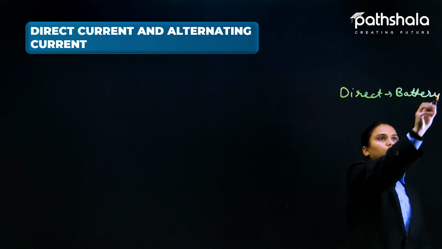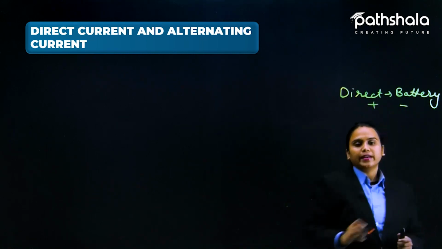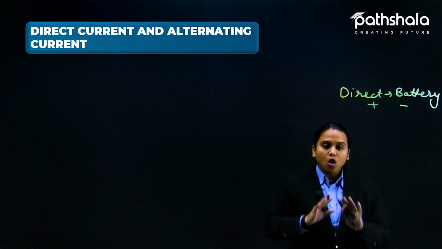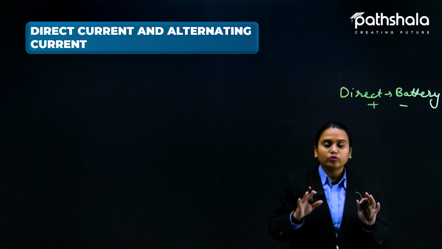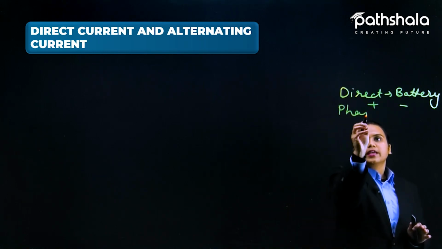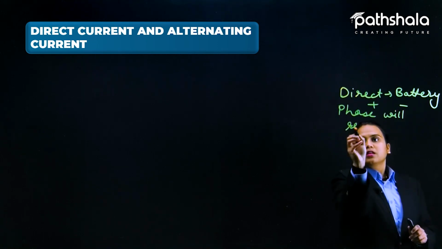So you know that the small cell and the battery have one positive terminal and one negative terminal. So this is a direct current. It is going to flow through, and it is not going to change its phase. The phase will remain the same.